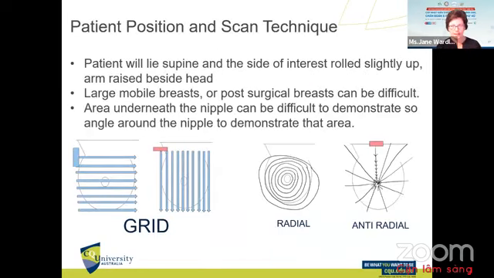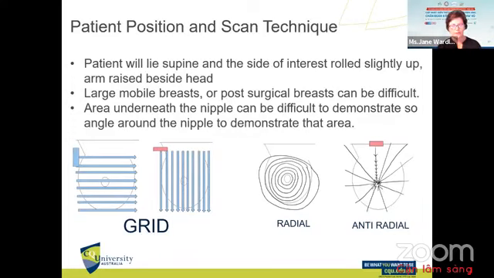So to actually scan a breast, the patient will be supine on the table with the side of interest rolled up and support under that shoulder. So the woman will be slightly oblique. And the arm of that breast will be raised up above their head. And this will flatten out the breast against the chest wall and make it easier to scan. And having the arm out of the way will make it easier to access the breast. Some large breasts can be difficult, and you may need to vary the patient position. Breasts that are scarred from surgery or biopsy may also require different techniques as well.